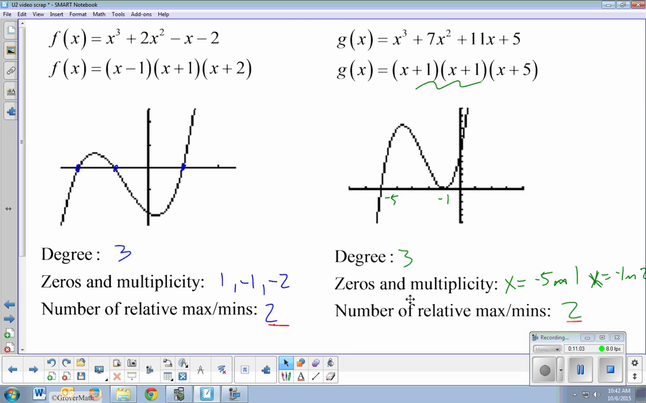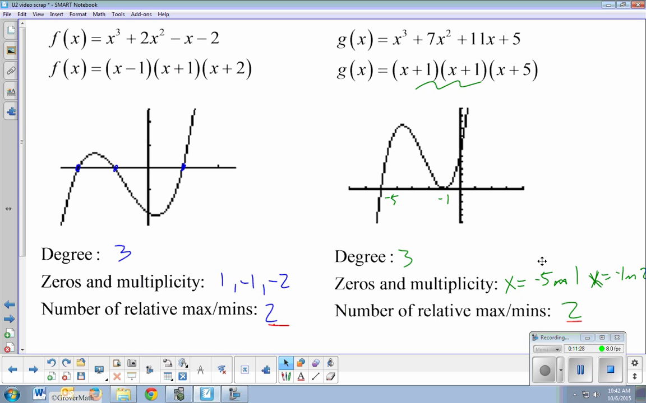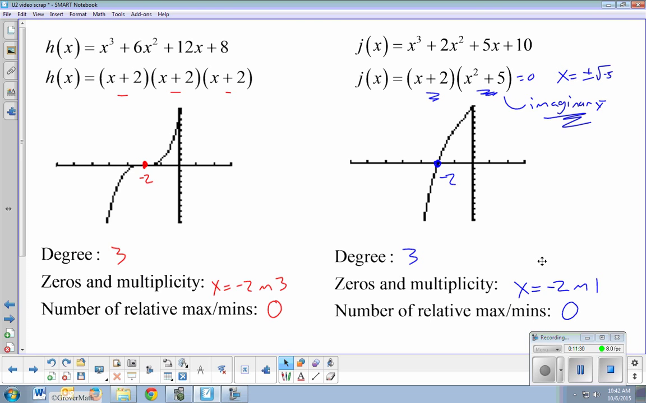We could have degree 3 with 3 roots. We could have degree 3 with 2 roots, where one of them has multiple multiplicity. Or you could have degree 3 with 1 root, which is in both of these cases. They're both degree 3 with 1 root, and that could happen when either that 1 root has multiplicity 3 or a couple of imaginary roots are involved. As far as number of relative max mins, it could be as high as 1 less than the degree, but it could be even less than that.